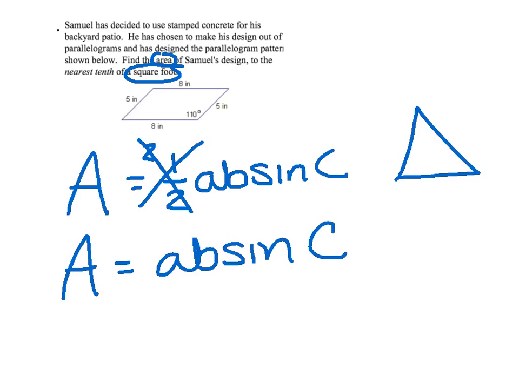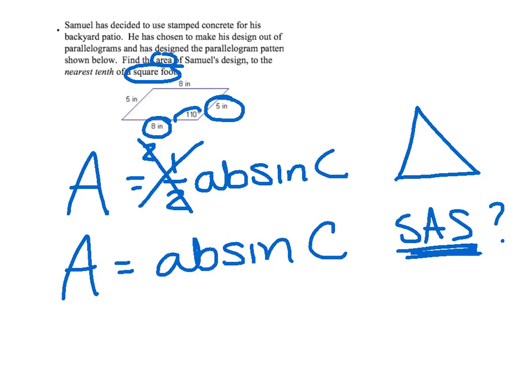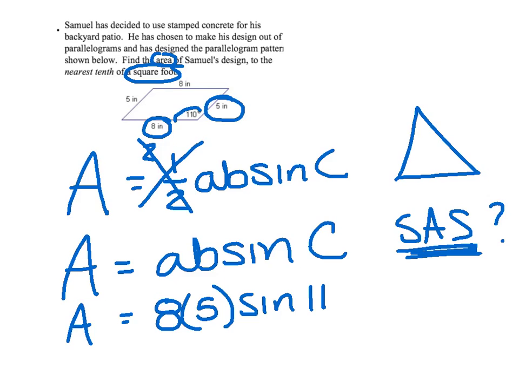Alright, now before we dive right in, just ask yourself, do you have the appropriate side angle side? And I would say definitely. Here's your side, the next angle, and the next side. So my area should just be 8 times 5 times the sine of 110. Hopefully you agree with that. We'll just quickly type that in our calculator. And I get an area of, to the nearest tenth, 37.6. And that is feet squared.